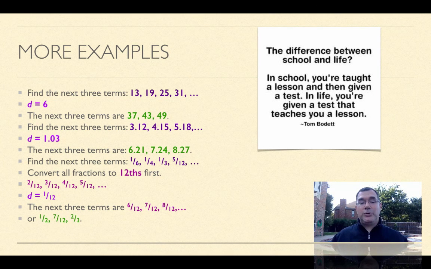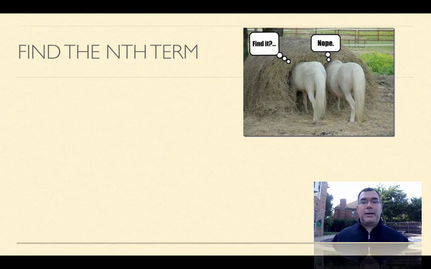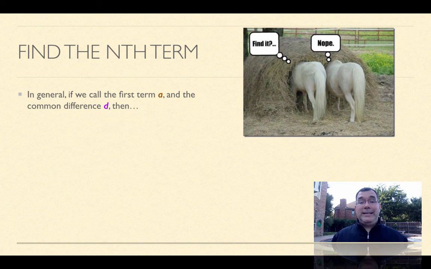Some of those I can reduce, so 6/12 can become 1/2, 7/12 can stay as 7/12, and 8/12 can become 2/3. Okay, now instead of finding the next few terms, maybe I need to find a term that is way down the list. So all I need to do in order to figure that out is know what the first term is, and I'm going to call that A, and I need to know what the common difference is. I'm calling that D, just like I did before.